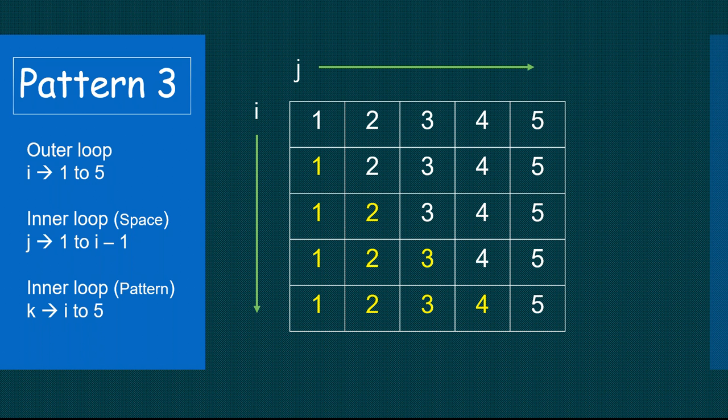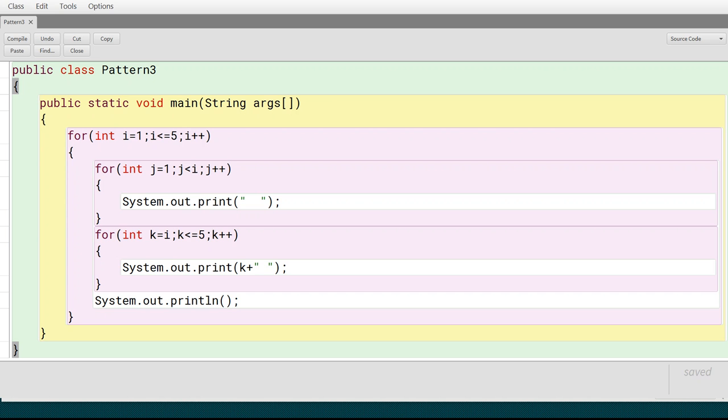So now you are going to see the program. The outer loop is i equal to 1, i less than or equal to 5, i plus plus. And then the inner loop for space: j less than i, j plus plus. The i value is 1 for the first time, so 1 lesser than 1 is false. So it won't print any space.